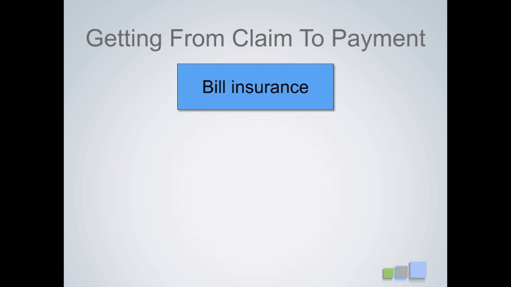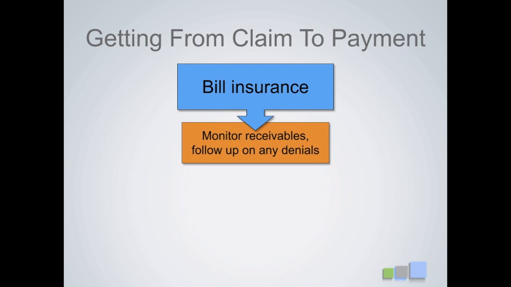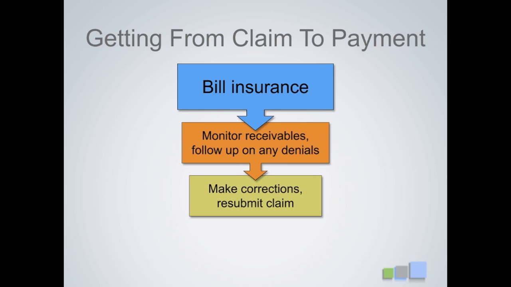The process of billing does not end when you submit a claim to the patient's insurance company. After submission, you'll need to monitor your account receivables or outstanding claims. This may include following up on any denials you might receive. By making corrections or contacting the insurer to resolve issues, you should be able to resubmit a claim in a timely manner. Once claim issues have been reconciled, you can expect the insurer to pay the bill.